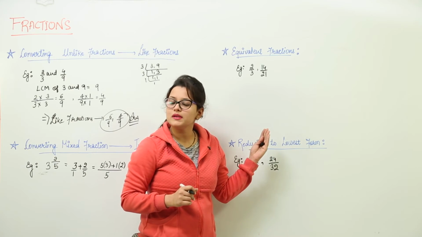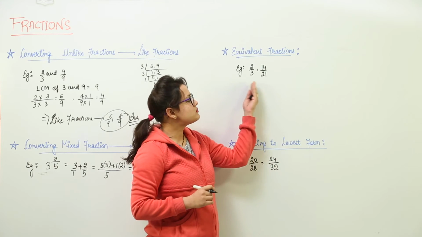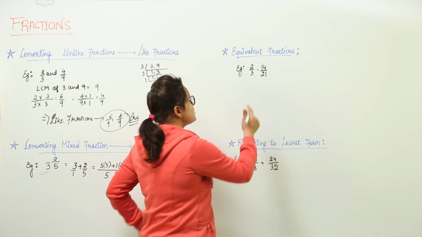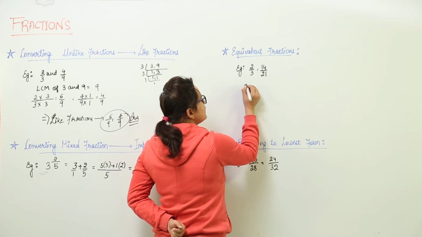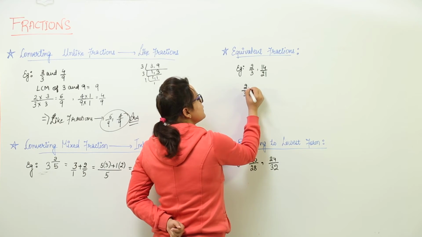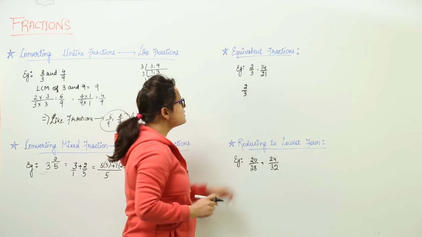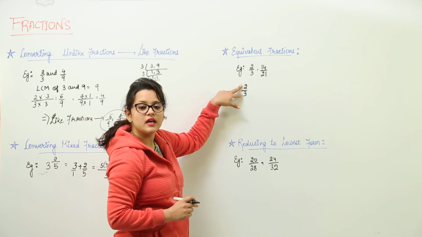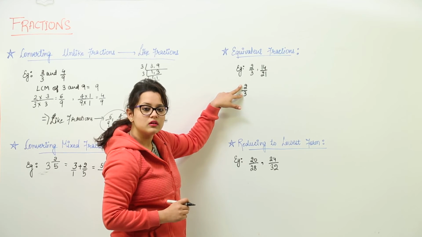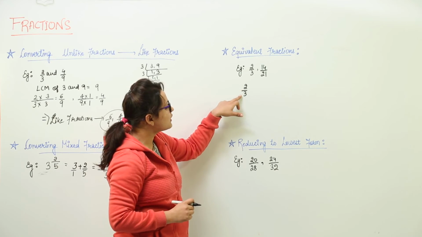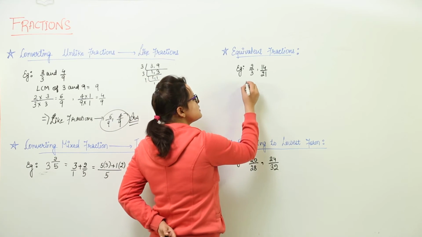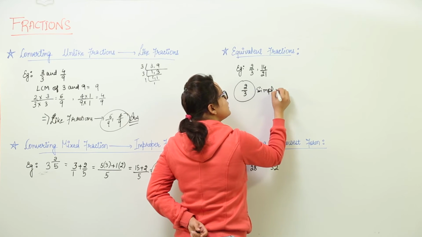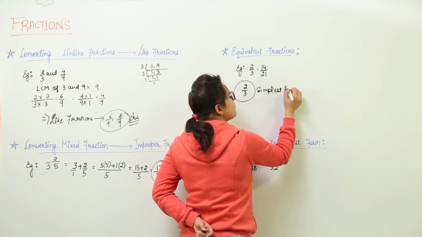The term equivalent means both the values must be equal. Now how do we calculate their values? Let us check. For calculating the value of 2 by 3, do the numerator and denominator of this fraction have any common factor other than 1? No, we do not have any other common factor than 1. So that means this is present in the simplest form only. This is already in the simplest form.